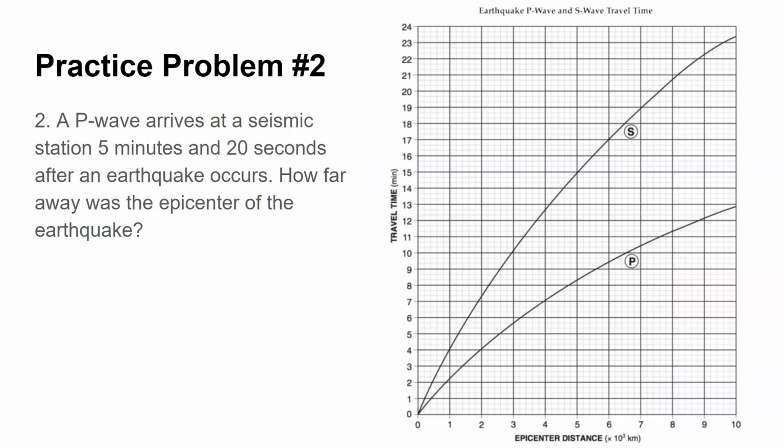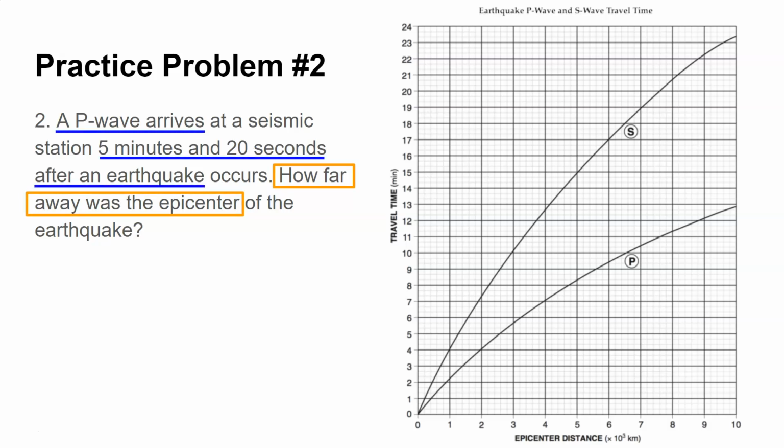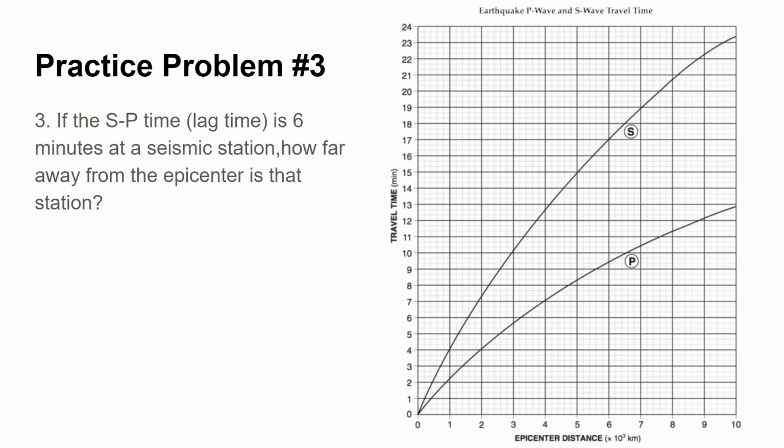Practice problem number 2. Again, feel free to pause the video and give this a shot for yourself. Here we're looking for a distance, so how far away was the epicenter? And we know that we have a P wave that took 5 minutes and 20 seconds to arrive. So here we're going to start at a time of 5 minutes and 20 seconds, go over until we intersect the P wave curve, and then we're going to go down to the x-axis to determine the epicenter distance of 2,800 kilometers.